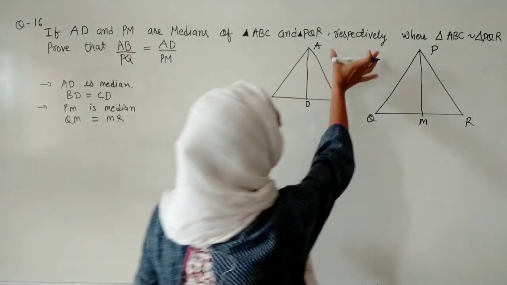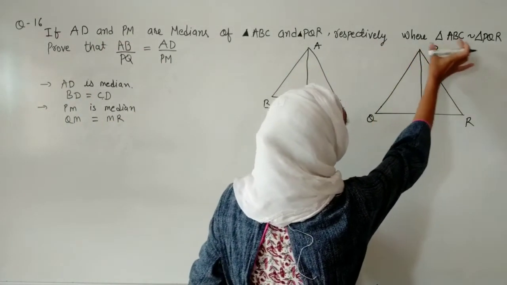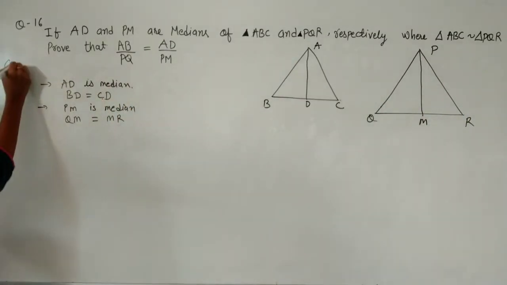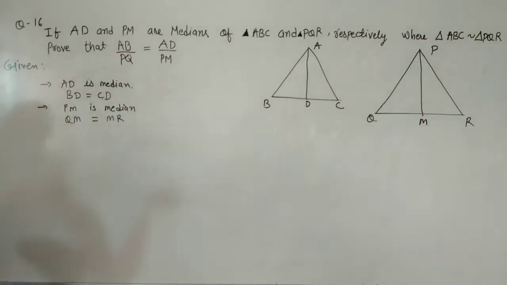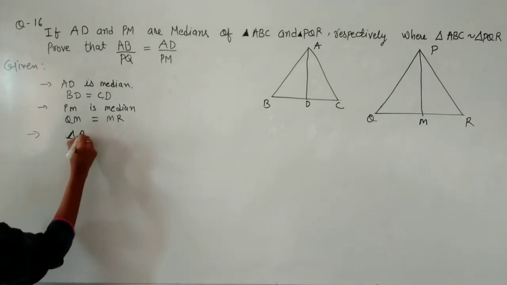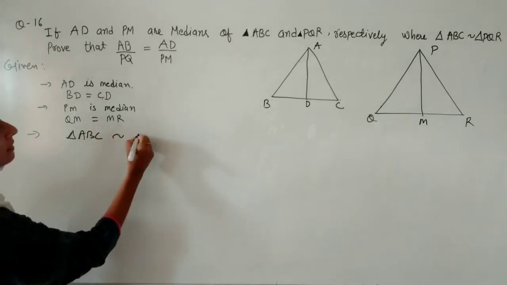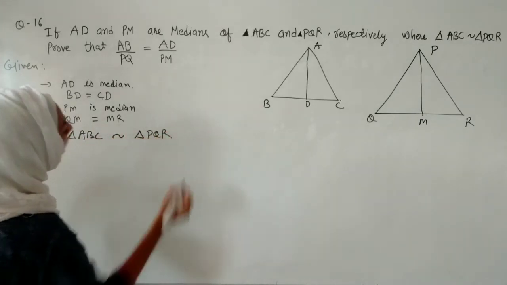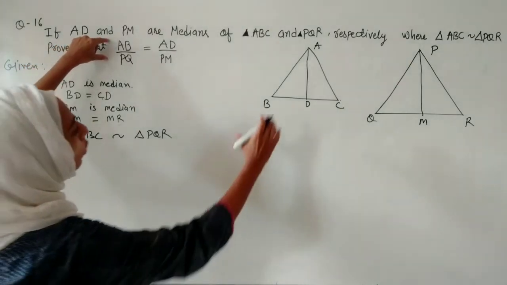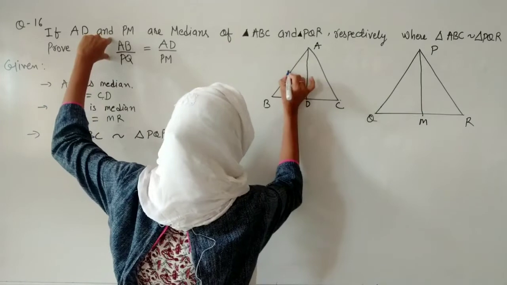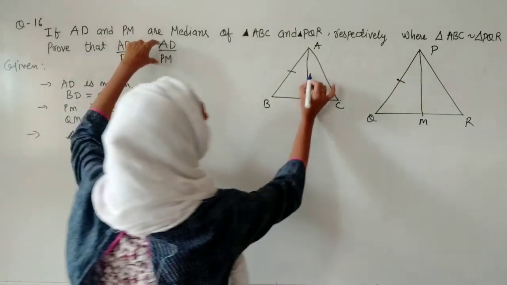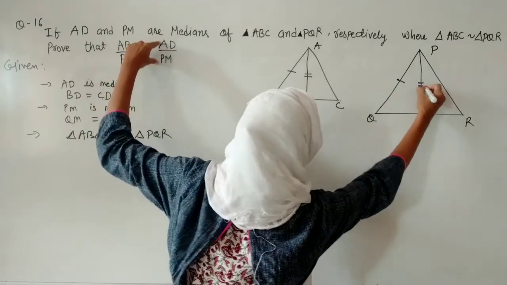Now they have given another thing, that triangle ABC is similar to triangle PQR. So in our given, a few more things they have given, that triangle ABC is similar to triangle PQR. Then what do we have to prove? We have to prove that AB by PQ is equal to AD by PM.